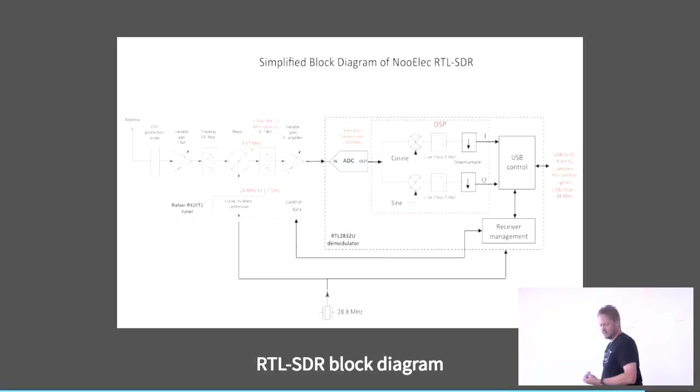Again, too much detail for a slide, but mainly I just want to make the point that it has a tuning bit up here. It has the analog to digital converter that I mentioned earlier here, digital signal processing, and then some USB out over here. And that's what comes out here. So from antenna to USB out, one of these.